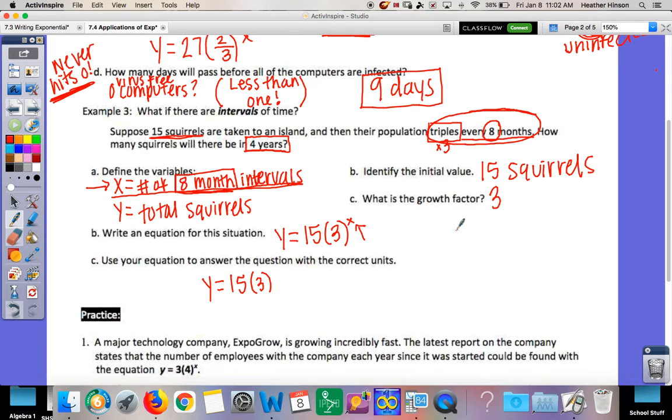How many months are there in 1 year? 12. Right. So in 4 years, how many months are there? All we have to do is multiply that by 4, and we'll get 48 months. Now, that's not the number we're going to plug into our equation either, because it's not changing every month. How often is it changing?